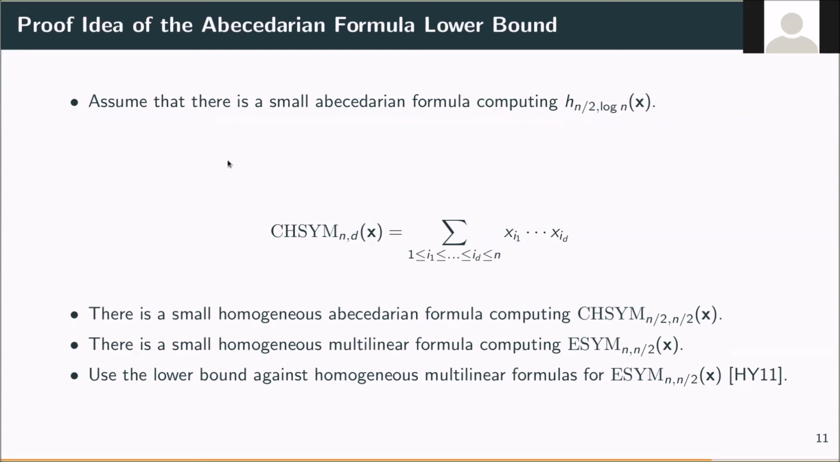The hard part is how do we get to this point, starting from a small abecedarian formula computing our hard polynomial over n by 2 variables of degree log n.